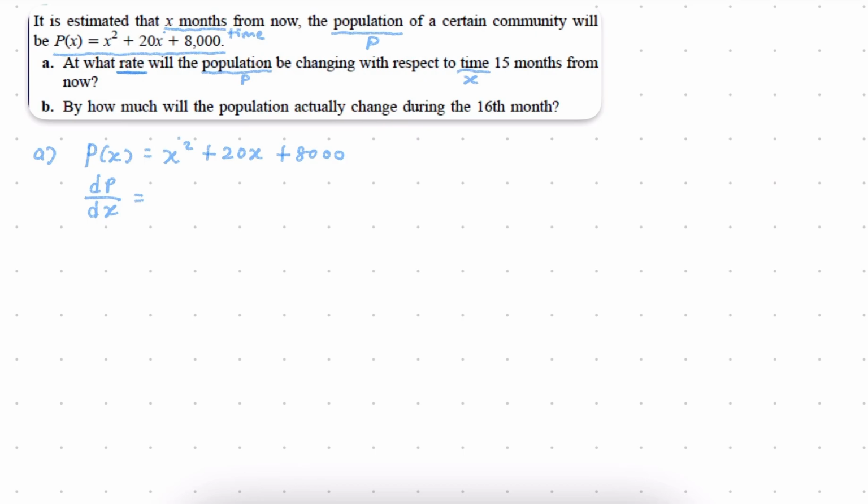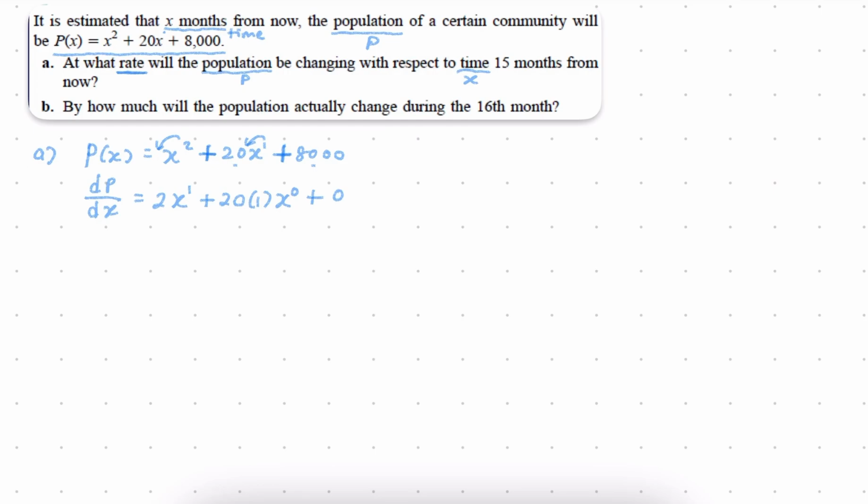The first term, just use the power rule. Power bring to the front, power minus 1. 2 brought to the front, and power minus 1, so 2 minus 1, then we got a 1. Here is a plus sign, I follow the plus sign. And I have a 20, so 20 is a constant multiple, I copy the 20. Here the x means x power 1. Again, I use the power rule: power bring to the front and the power minus 1. 1 minus 1, I got a 0. Then I follow the plus sign, and 8,000. 8,000 is a constant value, so differentiating a constant, I got a 0.